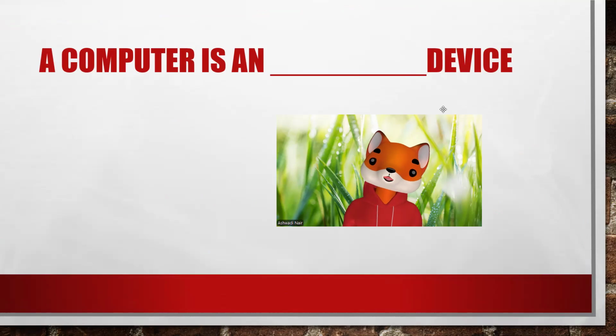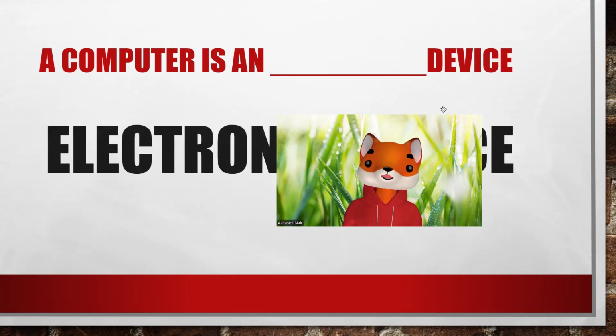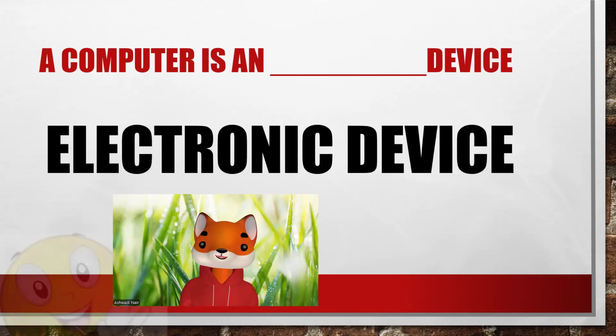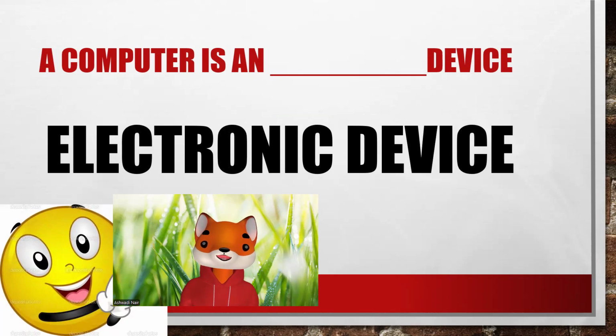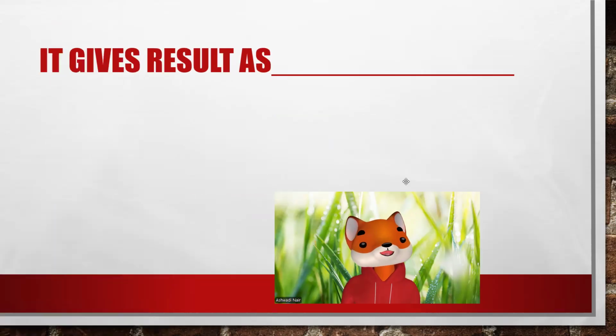So, what is a computer? We have seen the first line of our first section, right? What is a computer? A computer is a dash device. Which device? Calculator? Can you tell me which device? A computer is a dash device. Very good, everyone. A computer is an electronic device. Very good, all of you. Very nice.